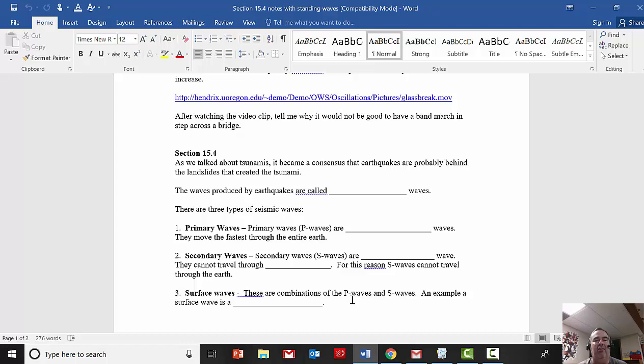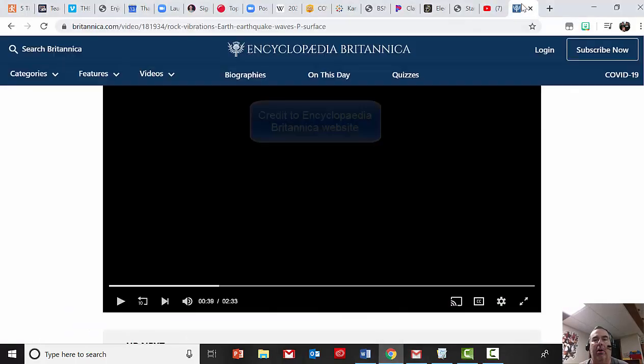But even though they are the slowest, because they travel along the surface of the earth, they are the ones that do the greatest amount of damage, when you think about those waves coming in and so forth. So let's go ahead and continue on looking.